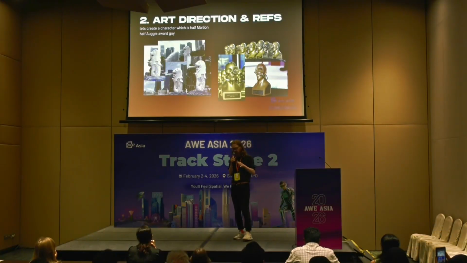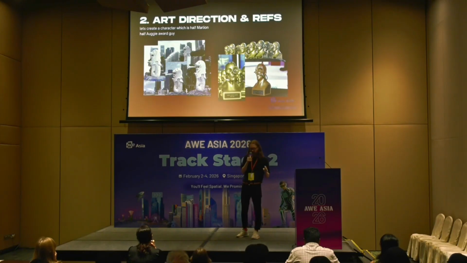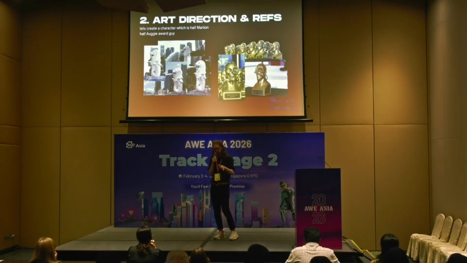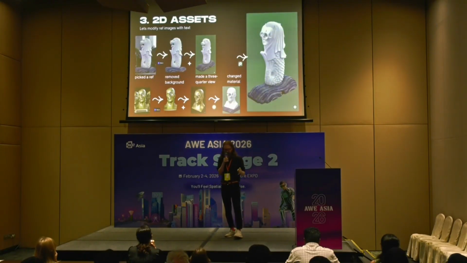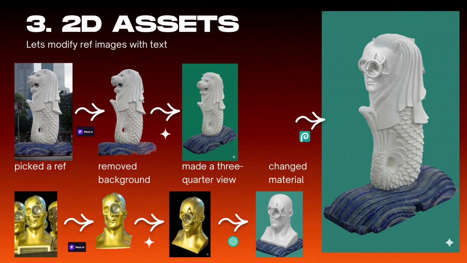So basically, I took some references for both. So we now have good references for the Merlion and for the award of AWE. Let's see how we can combine them. This is my first attempt at combining the two. I would love to show you basically the first row, and which tools I used.